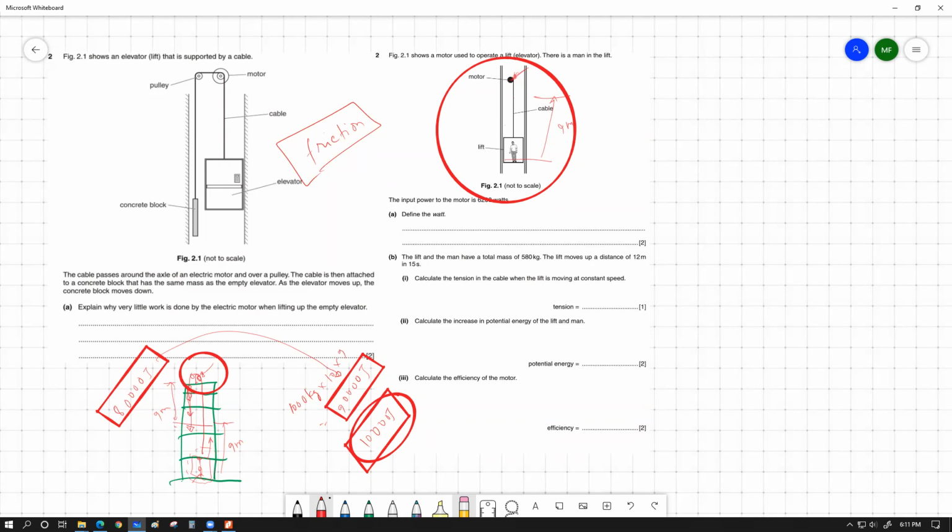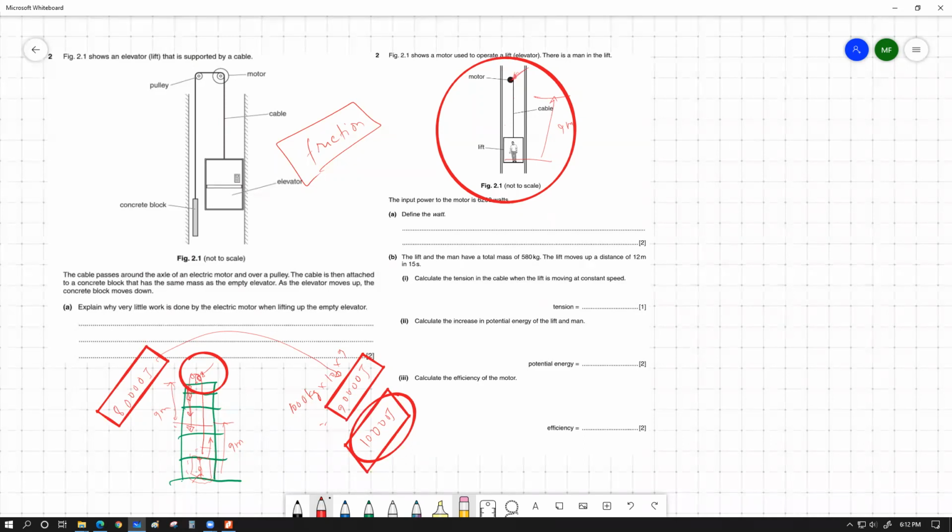The motor has to give a net output of 10,000 joule to lift up the person from the ground floor to level 3. Net output would essentially mean that the motor has to pull in from the supply slightly more than 10,000 joule, because in that process, some energy has to go out.